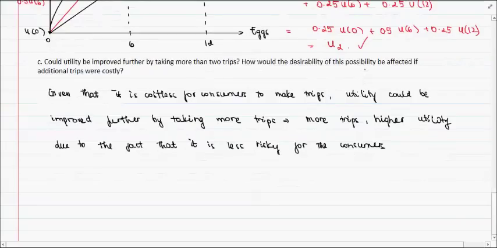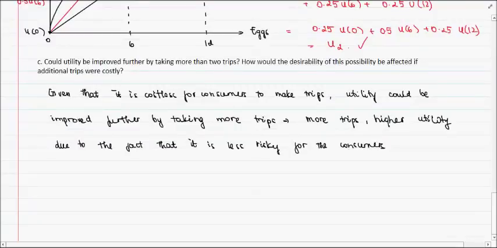However, if additional trips were costly, how's that going to affect the desirability of this possibility? So we know that the more trips the consumer is going to make, the better the utility is going to be. However, the extra utility that the consumer is going to get, how's it compared to the extra cost that the consumer will have to pay? So you would have to compare those two together. Now, if the additional cost is higher than the additional utility that the consumer is going to get from making more trips, then the consumer wouldn't want to do so.